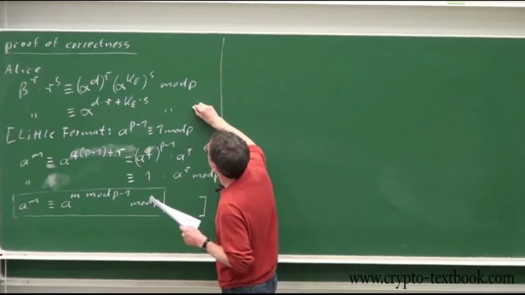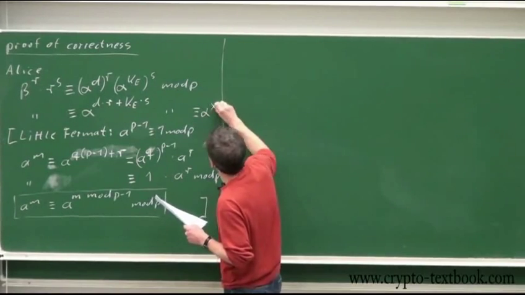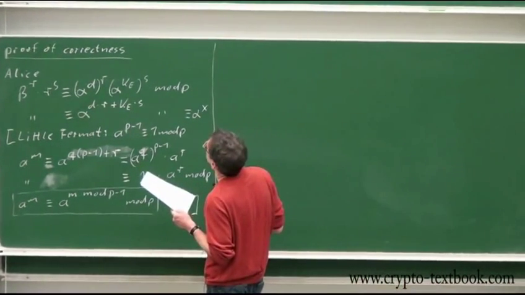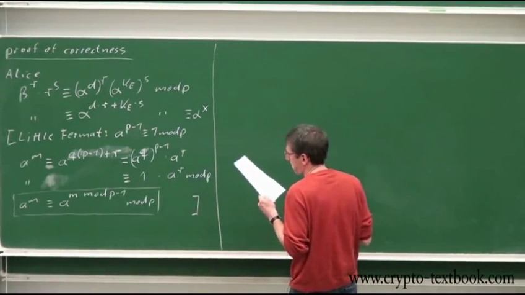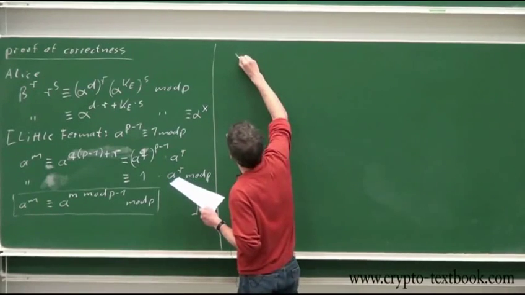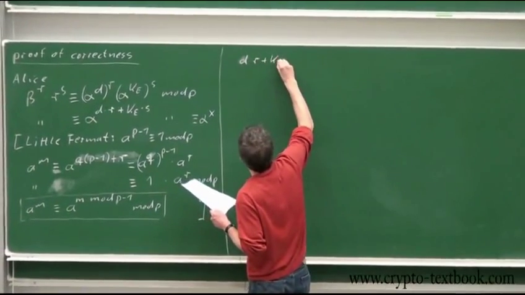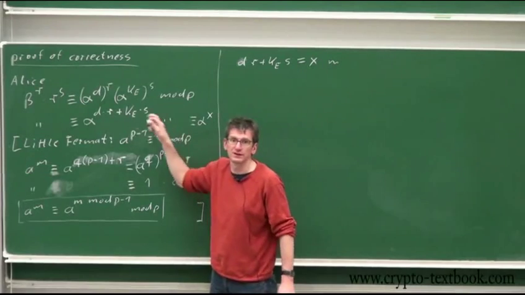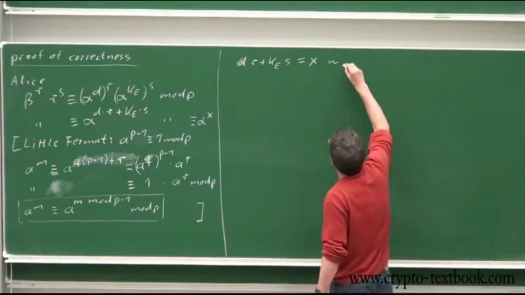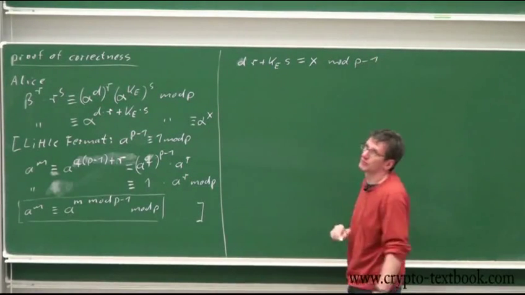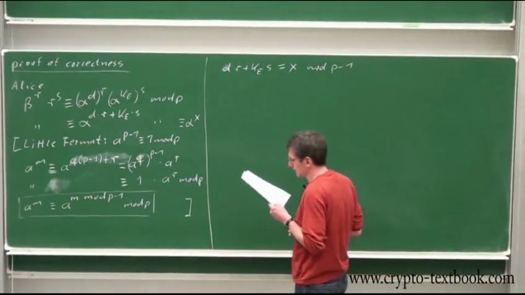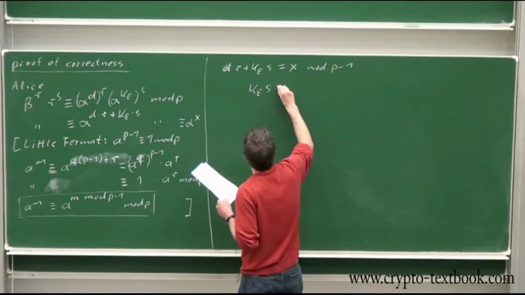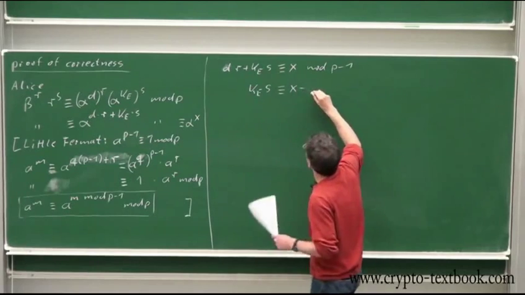So what we can do at this point is maybe introduce x here. We have to show that this is equal to alpha to the x. Yeah, we call that x, that's fine. So from this it now follows that d times r plus e times s is identical to x. So we compare the exponents, and from little Fermat we saw that we are allowed to do mod p minus 1 arithmetic when we work with the exponents here. And now we just do some simple reordering.